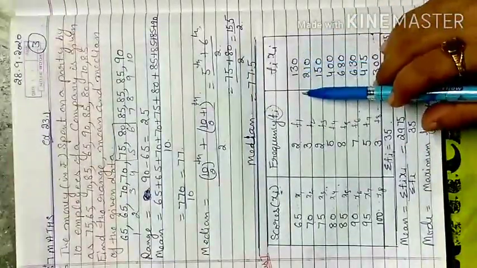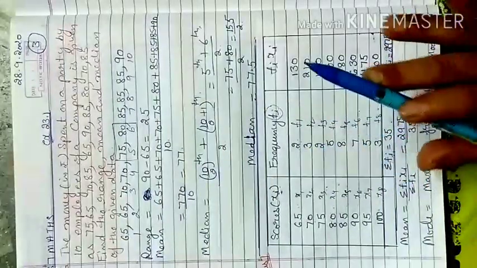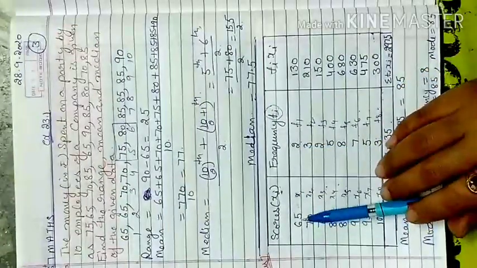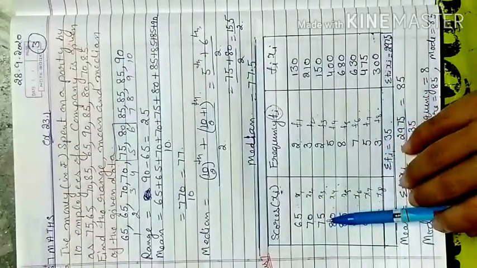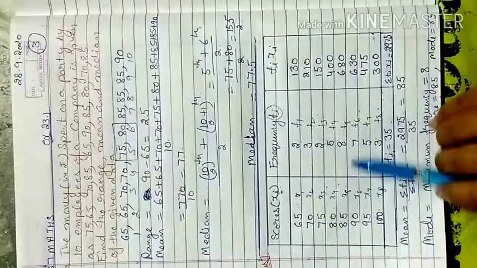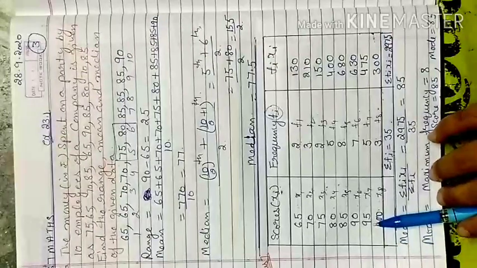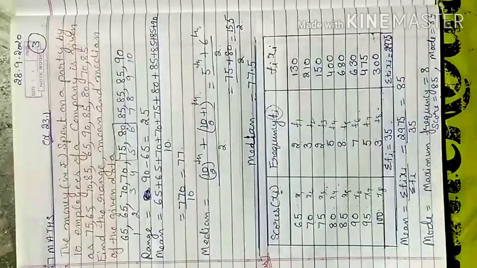Now here fi xi, because if 65 is repeated 2 times, then the general way is that you have to add 65 two times, 70 three times, 75 two times, 80 five times, 85 eight times, 90 seven times, 95 five times, and 100 three times. If the same number is repeated a number of times, you can directly multiply the number by that count.